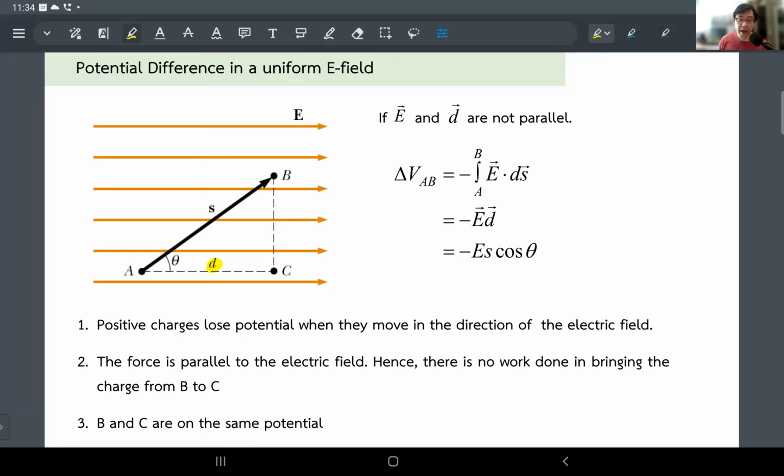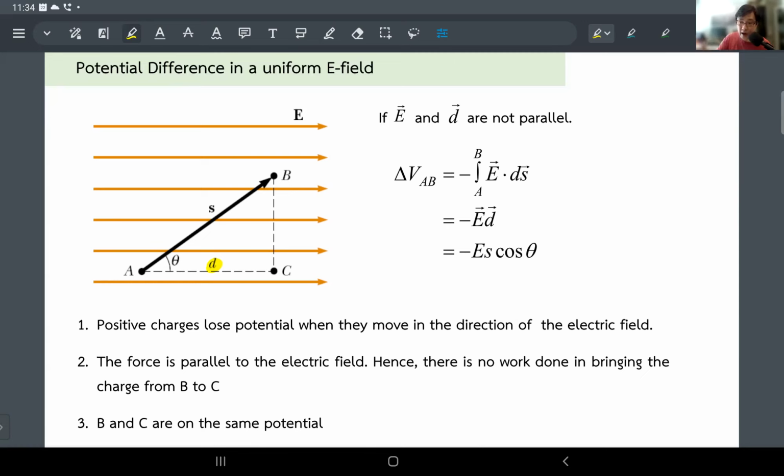One more time. From A to C, along the field direction, the distance is D. Now I want to go from A to B. The distance along the field is the same, but A to B is a diagonal. So it takes a longer distance to get to B, but at the end, the separation measured perpendicularly from the field is the same value, D. What is the potential difference from A to B? The reason I'm asking is that everyone should be able to answer the potential difference between A and C now.